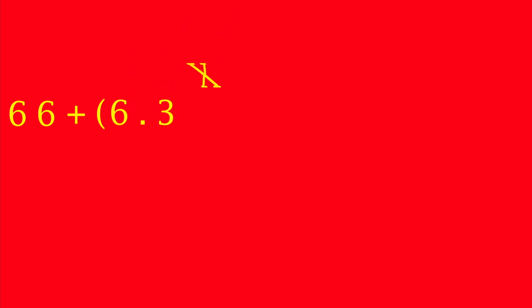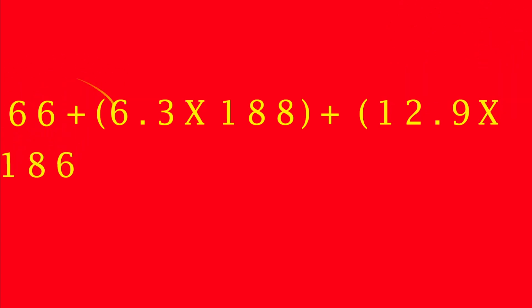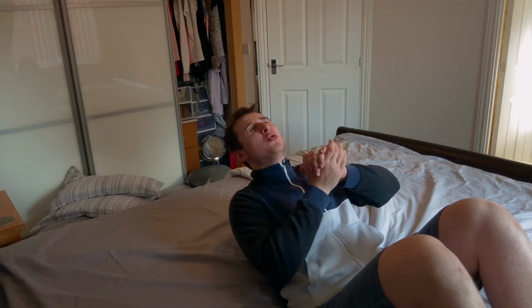Type 6.3, add a times symbol and enter your body weight in pounds. Close the bracket, add a plus sign and open a new bracket. Type 12.9, add a times symbol and enter your height in inches. Close that bracket and add a minus symbol. Open that new bracket, type 6.8 and add a times symbol. Enter your whole age in years and close that bracket. That is the male calculation complete, everybody.